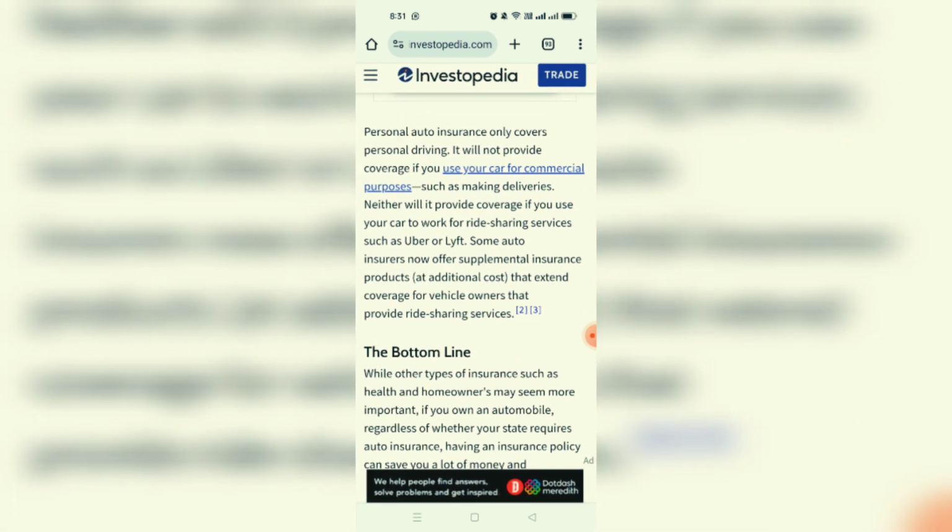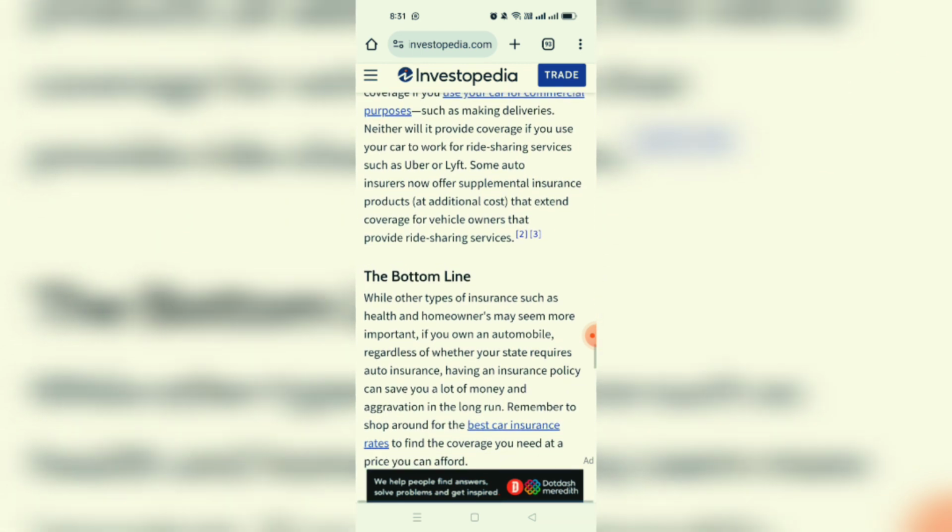Personal auto insurance only covers personal driving. It will not provide coverage if you use your car for commercial purposes such as making deliveries. Neither will it provide coverage if you use your car to work for a ride sharing service such as Uber or Lyft. However, supplemental insurance products add additional coverage that extends to vehicles that provide ride sharing service.